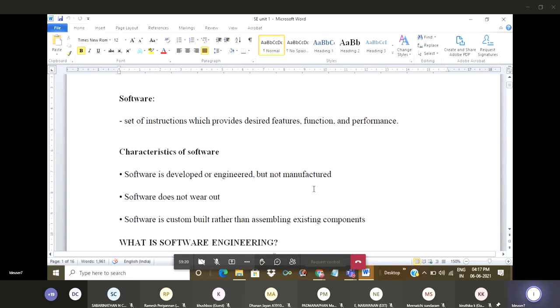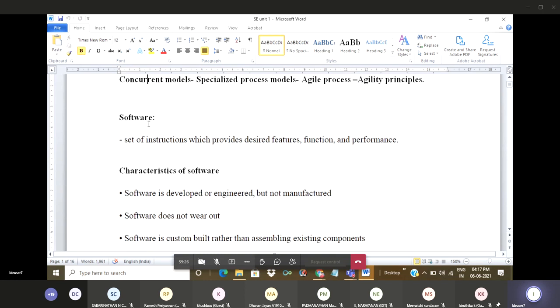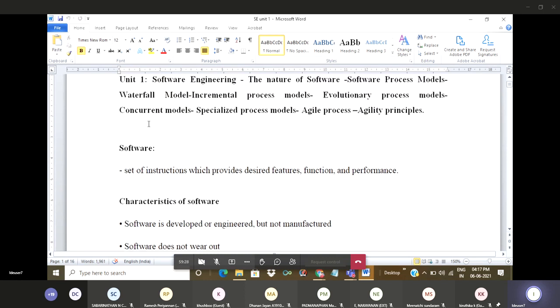Okay, next we discuss the software, which was not visible yesterday. So we have software engineering, nature of software, and software process models. Under software process models, we have the waterfall model, incremental process model, evolutionary process model, concurrent specialized process model, agile process, and agility principles.